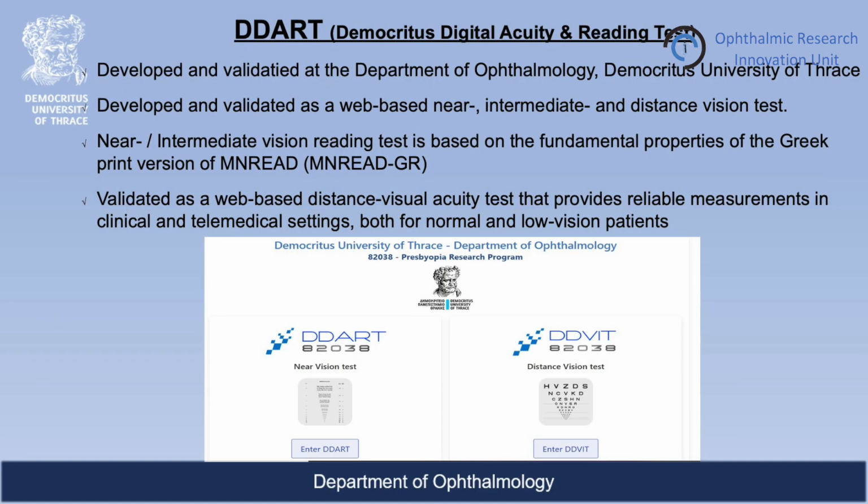DART is a web-based digital reading test for near and intermediate vision that was developed and validated at the Department of Ophthalmology of the Democritus University of Thrace. It has been developed and validated as a digital near-vision reading test based on the fundamental properties of the Greek print version of MN Read. It has also been validated as a web-based distance visual acuity test that provided reliable measurements in clinical and telemedical settings, both for normal and low-vision patients.